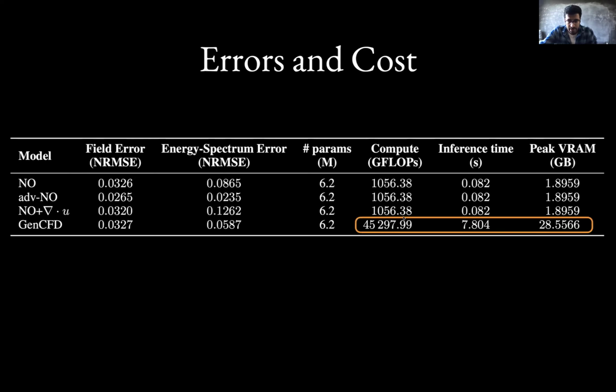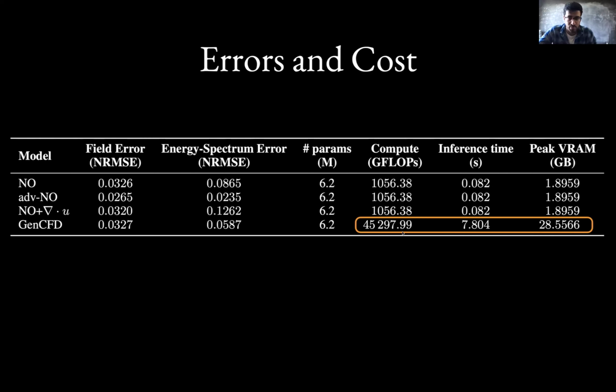And if you look here, the compute is like an order of magnitude larger than the neural operator based surrogates. Inference time is also very large, and this is the inference time for just one time step ahead. Earlier I reported the compute cost for forecasting 35 time steps. Here is the cost for forecasting one time step ahead, and you see it's like 7.8 seconds, and the maximum RAM usage is also much larger.